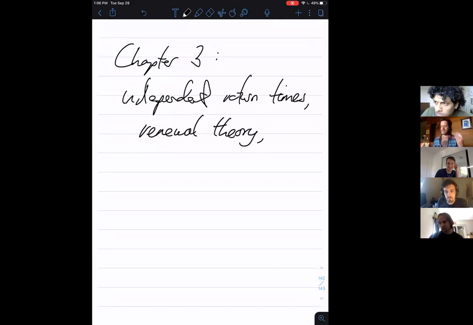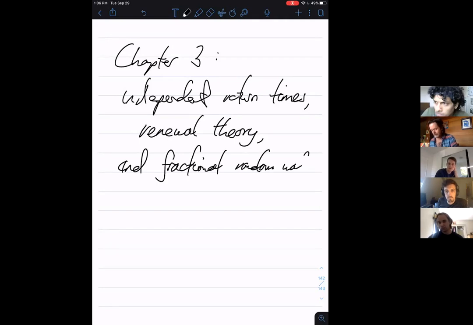And renewal theory is definitely one of the topics that fits in that framework. It's good to know at least a little bit about. And fractional random walks, I'll explain what that means. Let me focus on the first and second elements in the title, perhaps, to begin with.